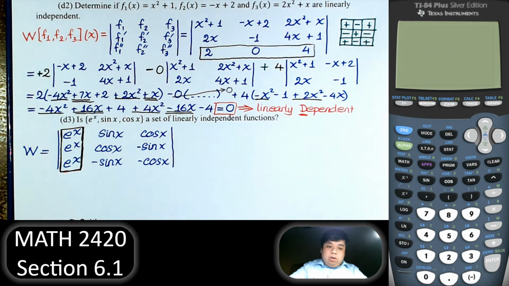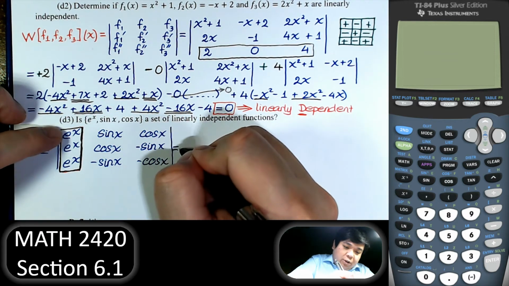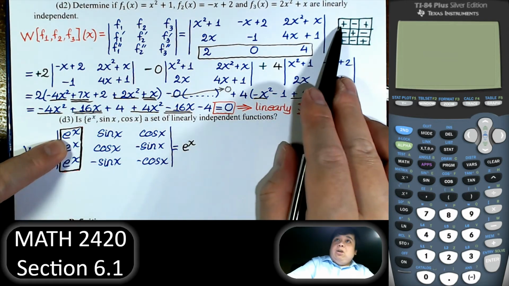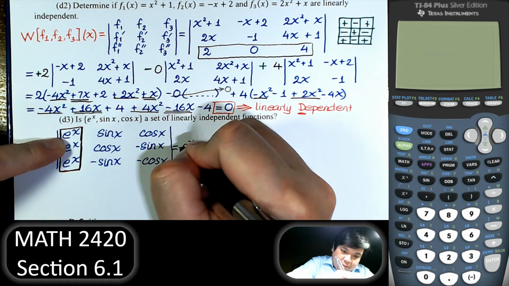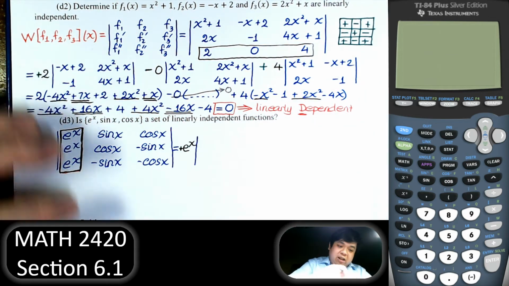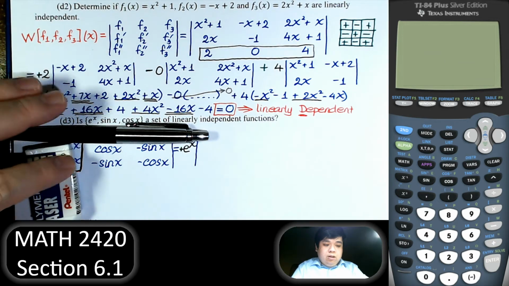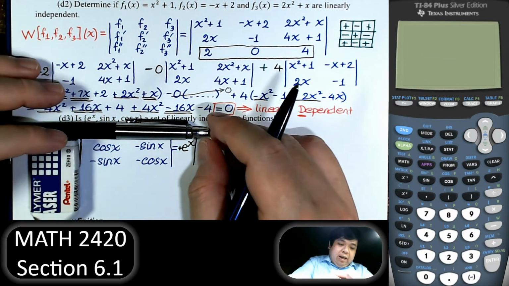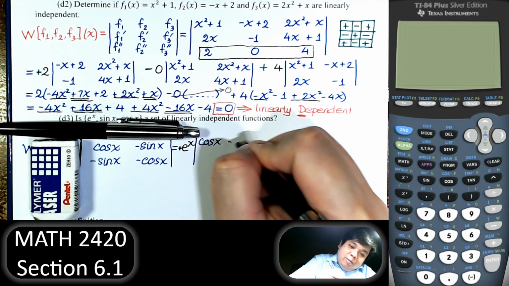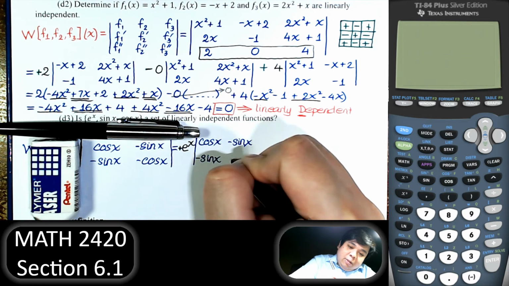So we expand using the first column. First, we have e to the x, that entry sitting on the plus sign. After that, we will cover the row and the column containing that entry. And then we write what's left, which is a 2 by 2: cosine x, minus sine x, minus sine x, minus cosine x.